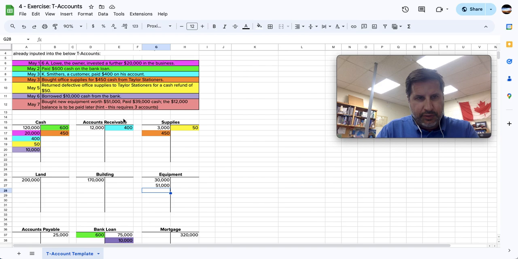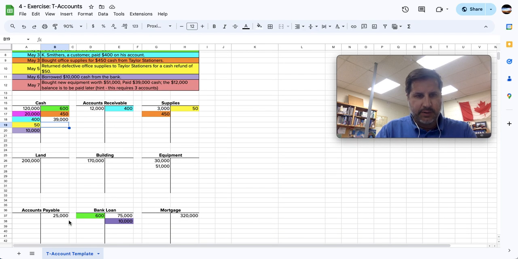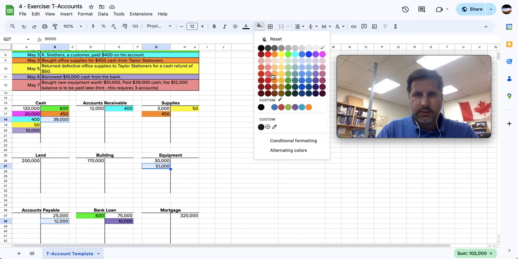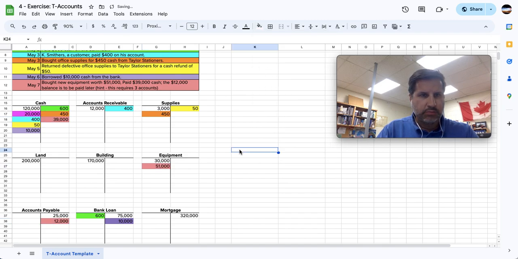Now it says here I paid $39,000 in cash, so my cash is going to go down. But that's not it, because 51 does not equal 39. So $12,000 I'm going to pay later. When we owe our suppliers stuff, it goes to our accounts payable, and that is $12,000 because it's going up as a liability. So here's this transaction in the color of red. I think it was this one. Ish. Yeah, we'll go with that.